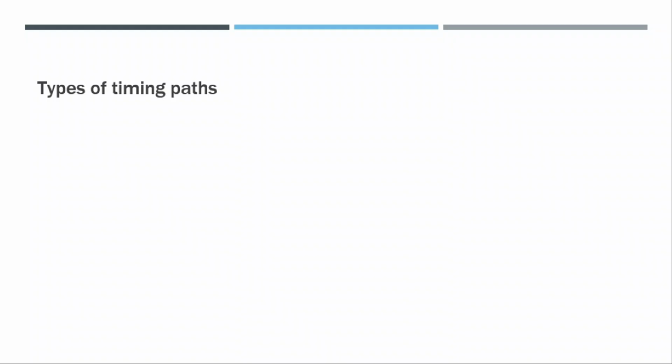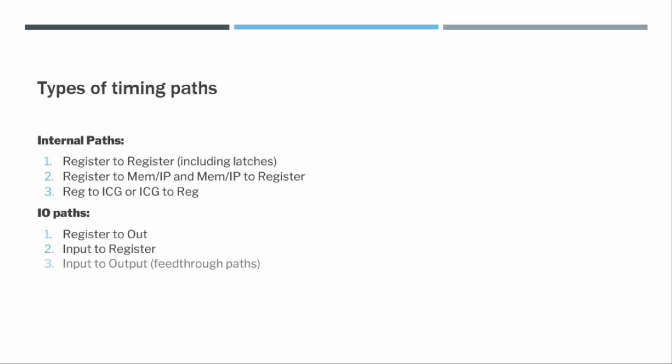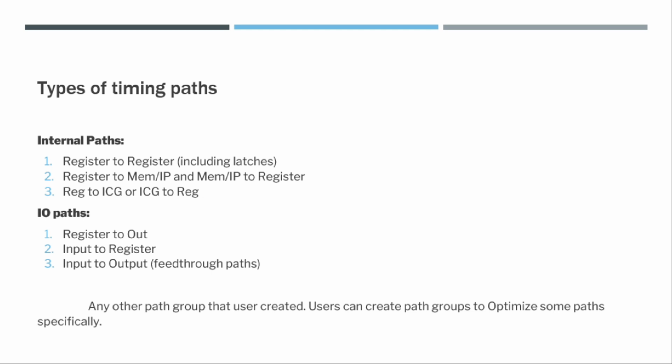So as we have seen in the previous videos, there can be multiple different types of timing paths. Okay, so it is mainly classified into two types. One is internal paths and the other one is IO paths. So internal paths consist of paths like register to register. This includes latches and the register to memory or memory to register. These classifications of register to memory or register to ICG and ICG to register are done specifically for optimization purpose and also for analysis purpose. Okay, these are called internal paths because the start points and end points will be within the block itself.